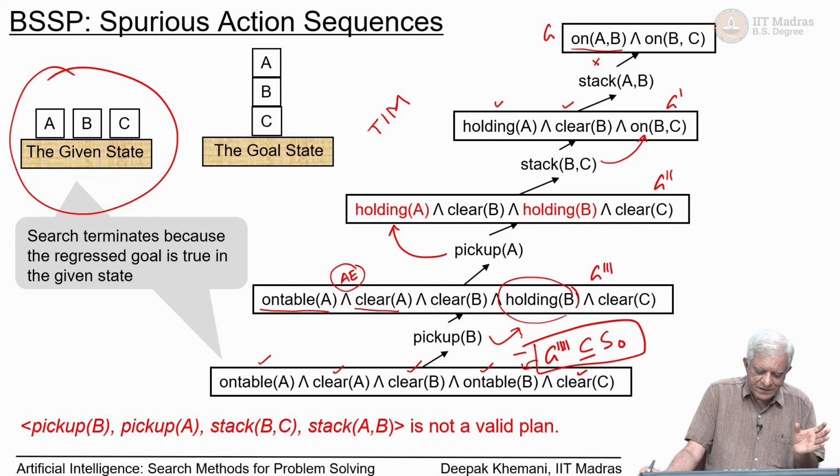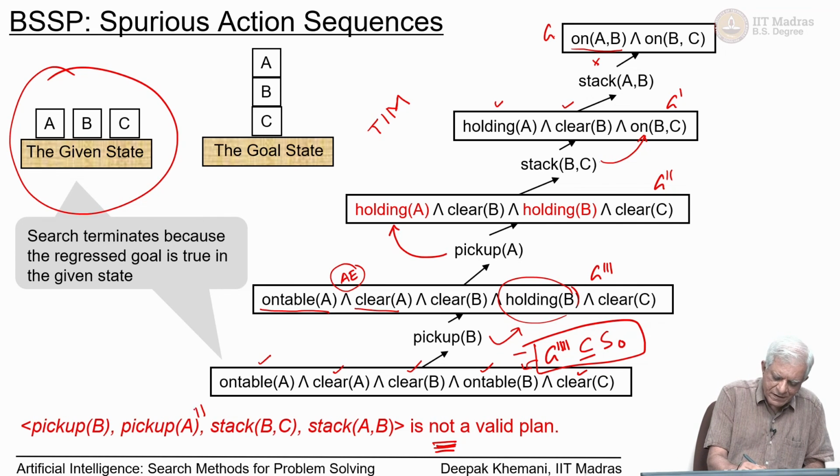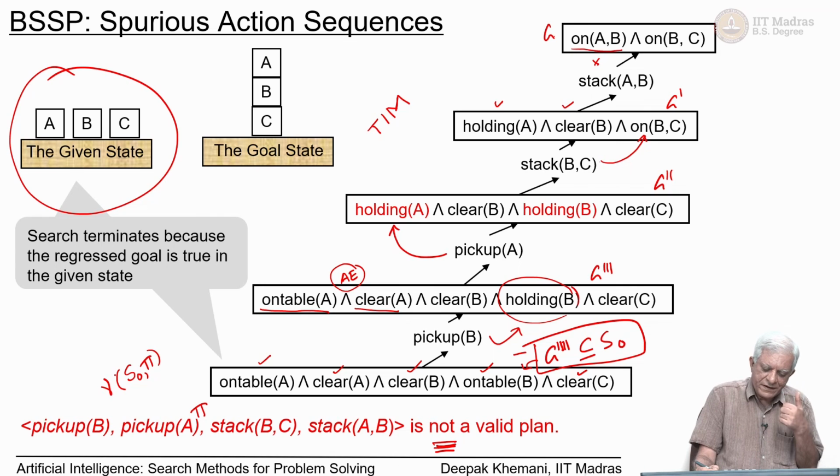But when you look at this plan, pick up B, pick up A, stack B on C, stack A on B, it is not a valid plan. How do we check that? We know how to check whether a plan is a valid plan. We do that by progressing with this plan. So, this is pi, and when we progress over this plan, we represent this using the gamma function repeatedly over pi, and we reach a state essentially which is the goal state.